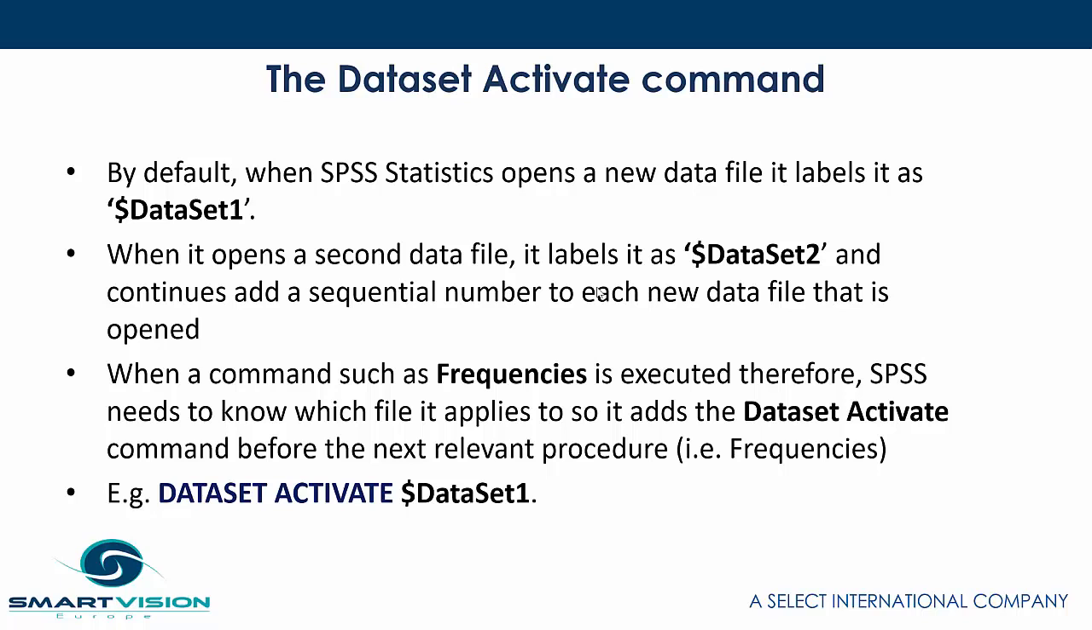And it keeps doing that as we add new data sets. If you open new data sets, we've got multiple data sets open, it's calling it dataset 1, dataset 2, dataset 3. So that means that if you execute a command like frequencies, it needs to know which dataset you want to execute it against. So it adds the dataset activate command before the relevant procedure, in this case, frequencies. So we'd expect it to say dataset activate dataset 1.